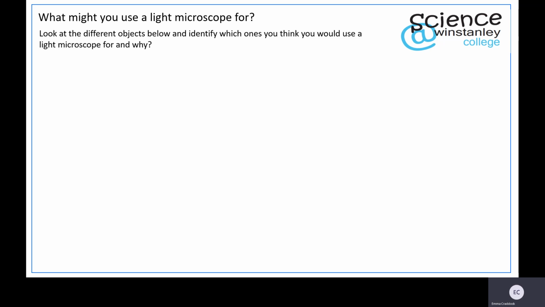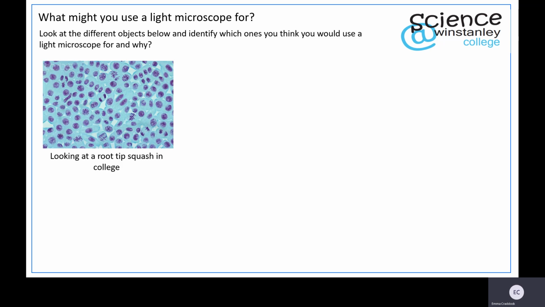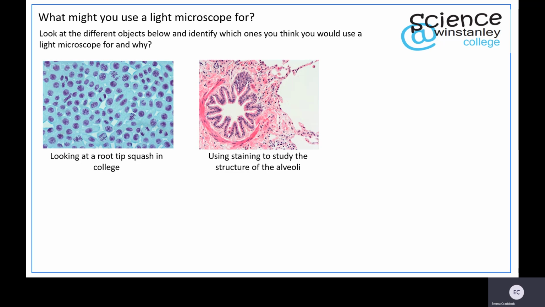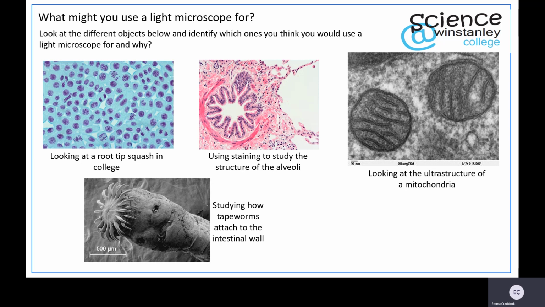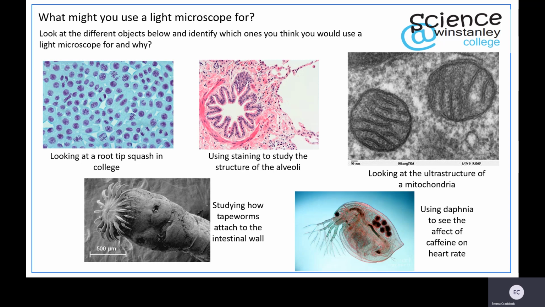So what might you use a light microscope for? I want you to look at the different objects below and identify which ones you think you would use a light microscope for and why. So, looking at a root tip squash in college, using staining to study the structure of the alveoli, looking at the ultrastructure of a mitochondria, studying how tapeworms attach to the intestinal wall, and using Daphnia to see the effect of caffeine on heart rate. Pause the video now, and I would like you to write out which ones you would use the light microscope for and why.